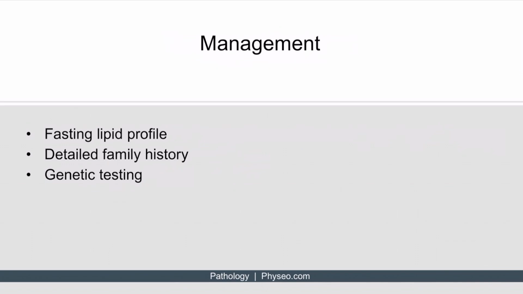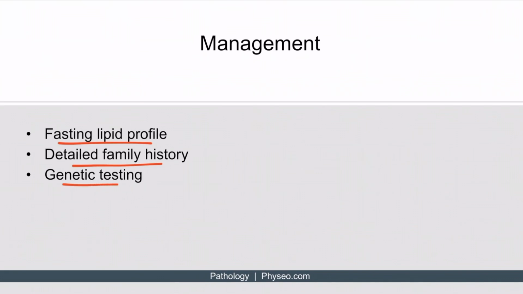For example, if you see a xanthelasma, you should be asking yourself, does this patient have hyperlipidemia, and will he or she be at risk of developing a heart attack or a stroke in the near future if left untreated? You should also be concerned about a familial lipid disorder and should consider screening other family members. So for management, you'll want to get a fasting lipid profile, gather a detailed family history, and perform genetic testing.